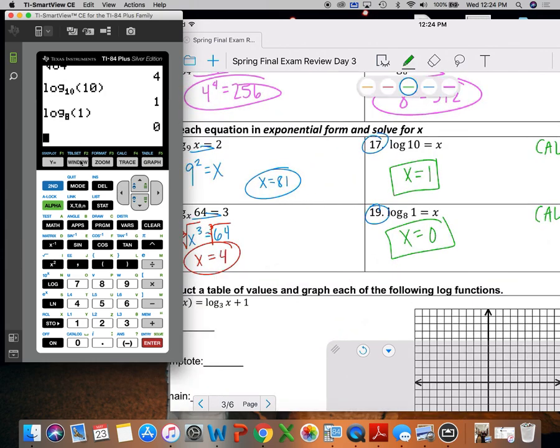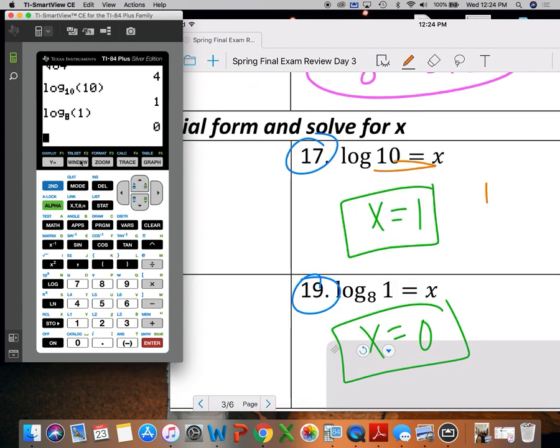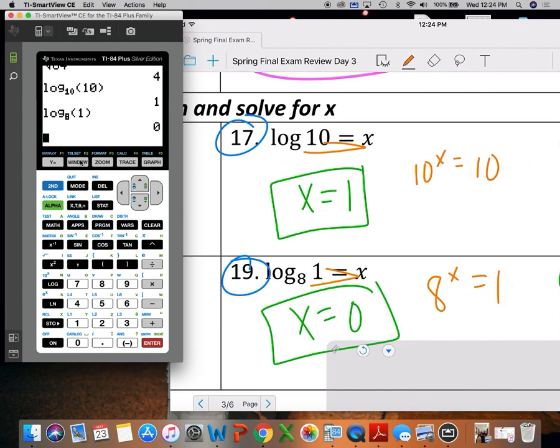Sometimes I can just show you real quick. This is 10 to the x equals 10, 8 to the x equals 1. If you rewrite it in exponential form and have an x in the exponent, it would be easier for you to take what you had originally and plug it into the Alpha Window 5 log option.